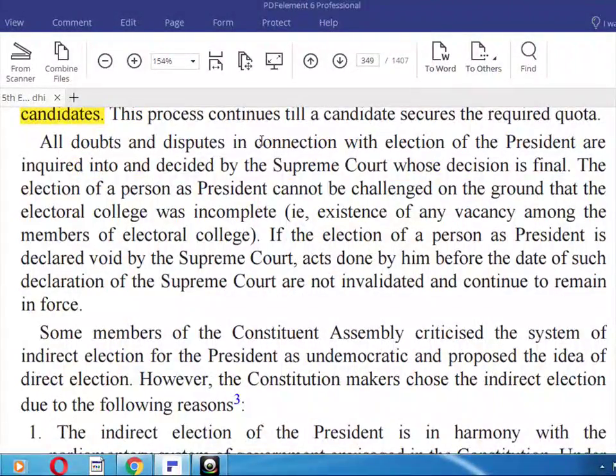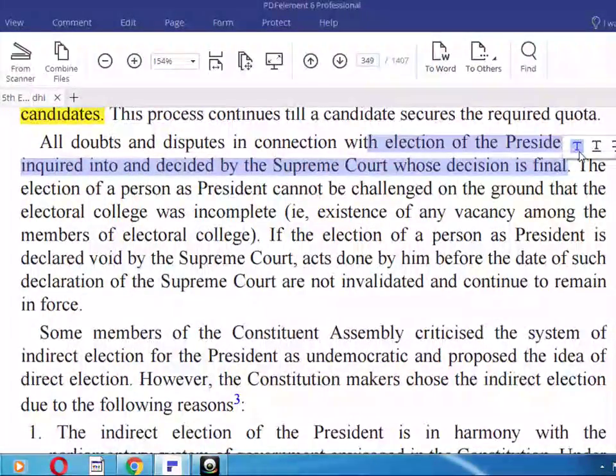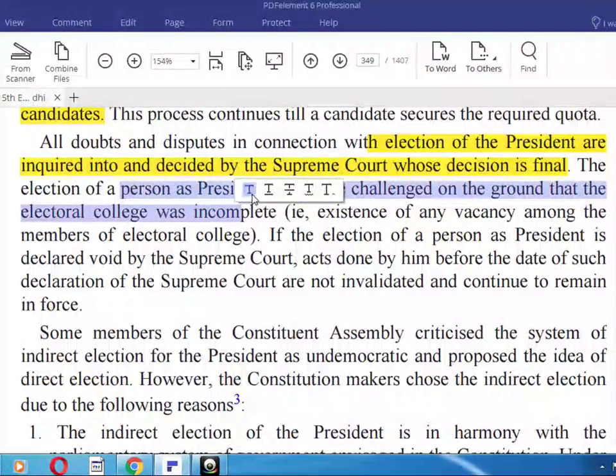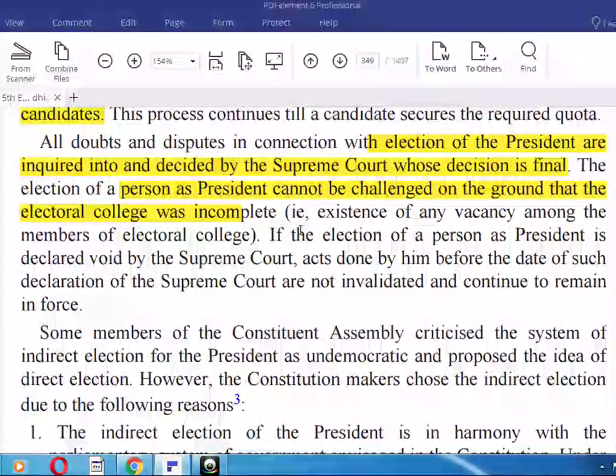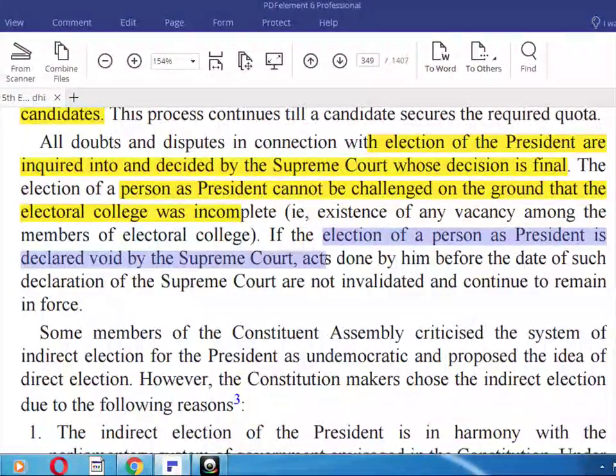All doubts and disputes in connection with the election of the President are inquired into and decided by the Supreme Court, whose decision is final. The election of a person as President cannot be challenged on the ground that the electoral college was incomplete, that is, the existence of any vacancy among the members of the electoral college. If the election of a person as President is declared void by the Supreme Court, the acts done by him before the date of such declaration by the Supreme Court are not invalidated and continue to remain in force.